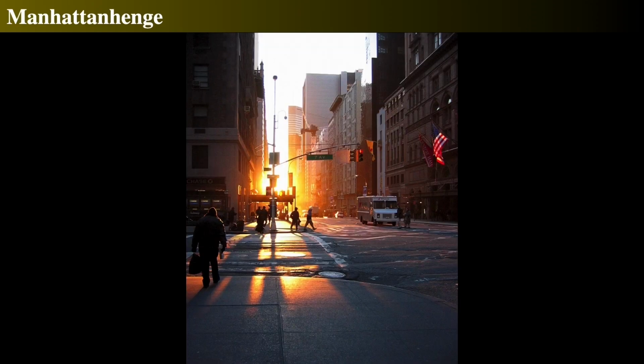All right. So another thing, if we go forward: Neil deGrasse Tyson at the Museum of Natural History noticed that twice a year the sun sets exactly down the streets of Manhattan and cuts across the avenues at 90-degree angles. It sets directly between the buildings, and he coined the term Manhattanhenge. If you go to amnh.org or just look up Neil deGrasse Tyson and Manhattanhenge, you'll find all sorts of stuff. It happens twice a year.